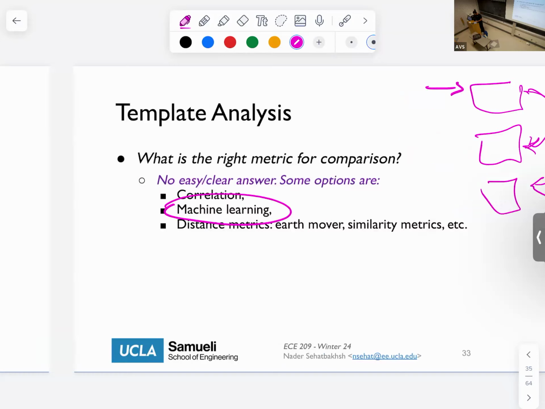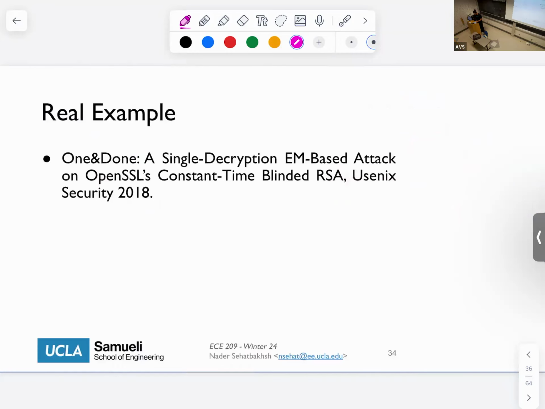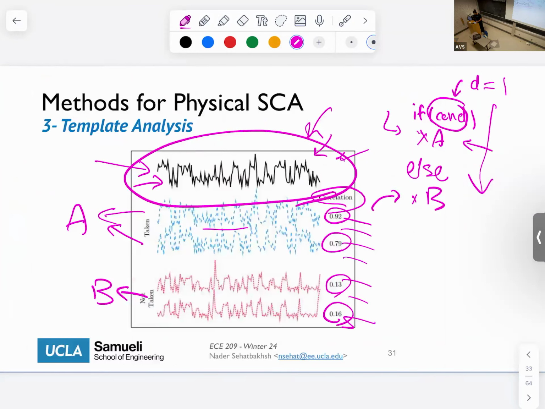So what I can do, for example, in this particular scenario, is that instead of doing correlation, I can feed this signal into some machine learning model. And then this machine learning model basically has two classes, taken or not taken. So it's going to give me a 1 or 0, right? I can train this model this way, and then boom, it works.